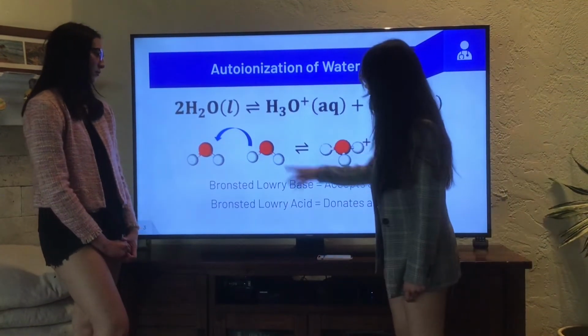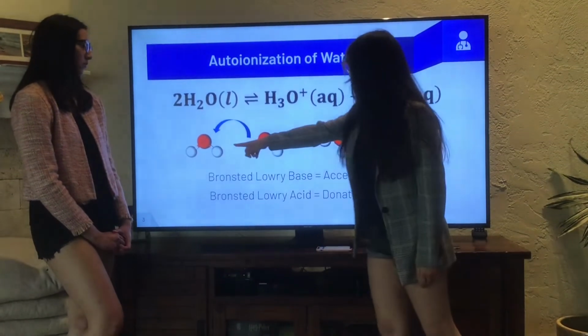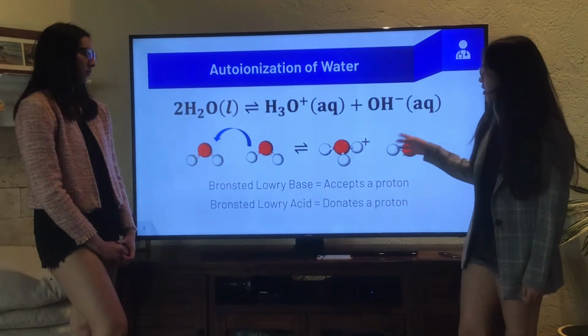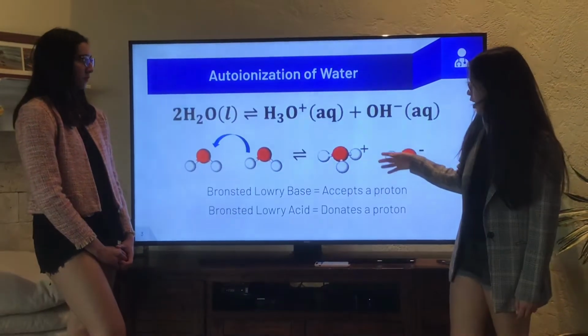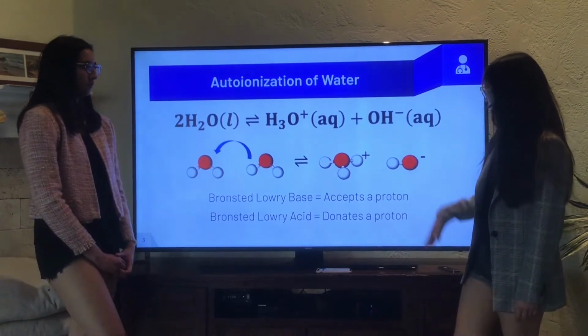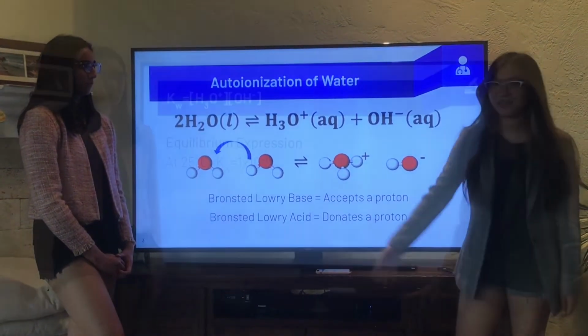So as you can see here, this water molecule is donating a proton, so this would be the acid, and this water molecule is accepting a proton, so it would be a base. On the other side, the hydronium would be the conjugate acid, because it has accepted a proton, and the hydroxide would be the conjugate base, because it has donated a proton.